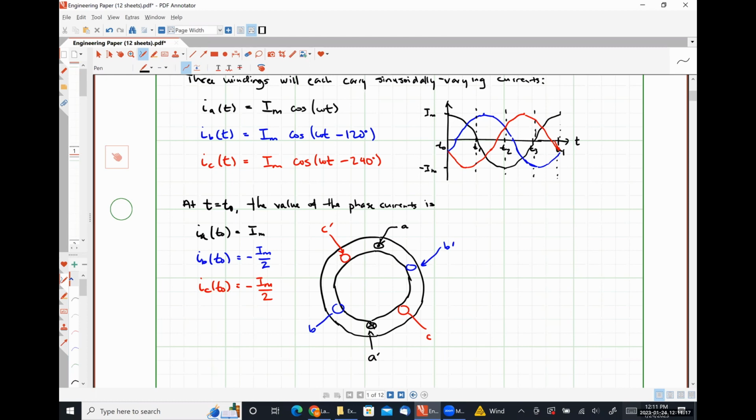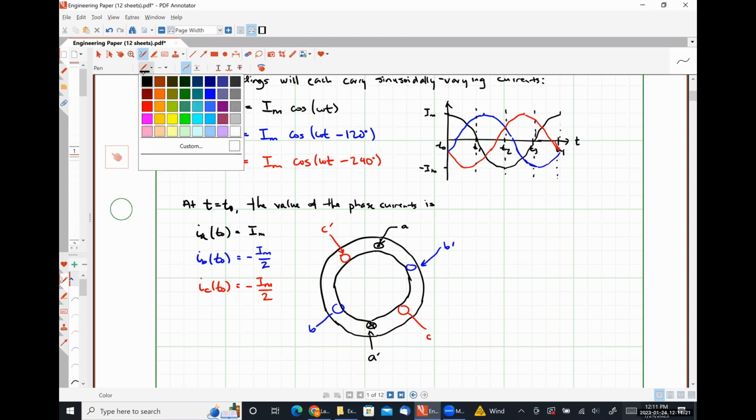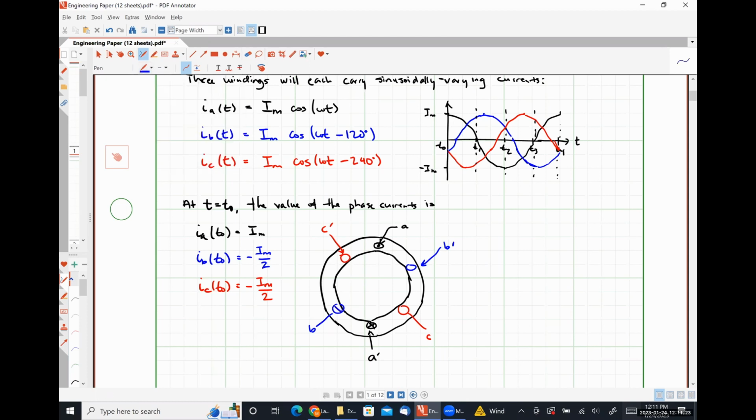Well, our B and C phases are negative. So that means B is going to have a current flowing into the board. B prime will be out of the board. Likewise, C will be into the board, and C prime will be out of the board because of the sign on those currents. Okay.